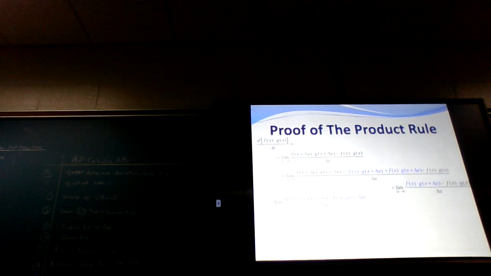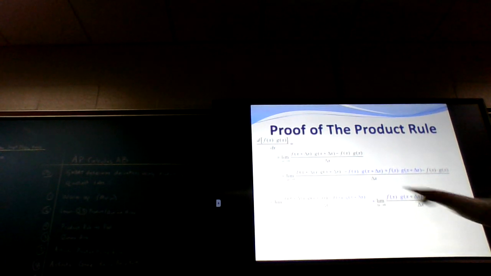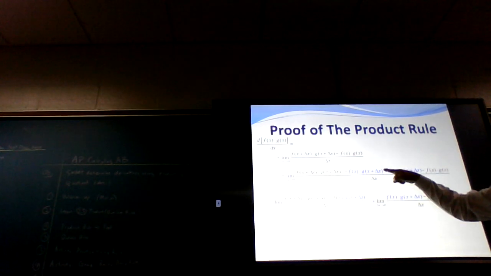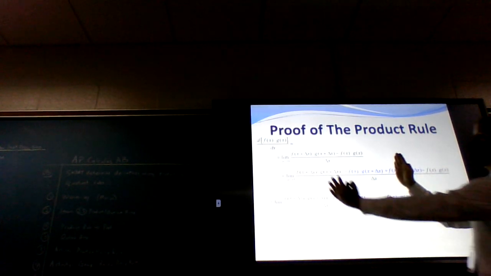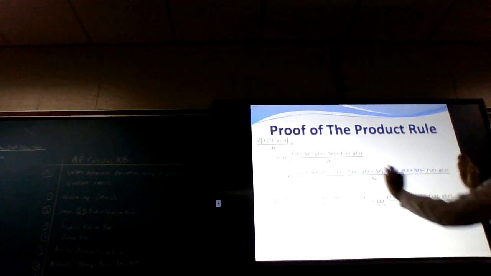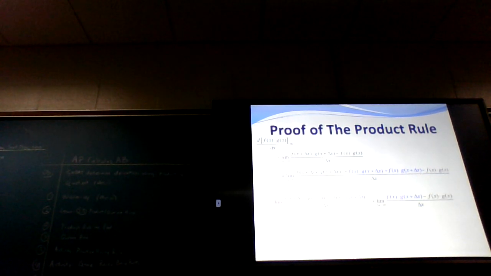Okay, so now what I'm going to do is the following. I'm going to break this limit into two pieces, this piece and then this piece. So all I've done now is take this one big limit and break it into two pieces using the sum rule for limits. This is going back to chapter 1.